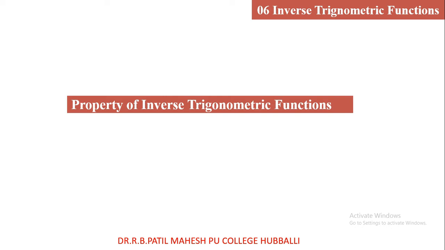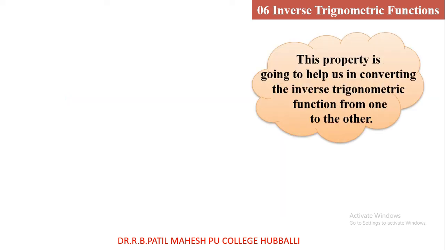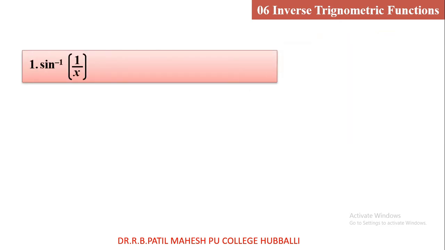Let us see those. This property is going to help us in converting the inverse trigonometric function from one to the other. Conversion of one inverse trigonometric function to another will be done by the properties that we are going to see now. Number 1, sine inverse of 1 by x can be converted into cosec inverse x, where x belongs to the domain of cosec inverse.